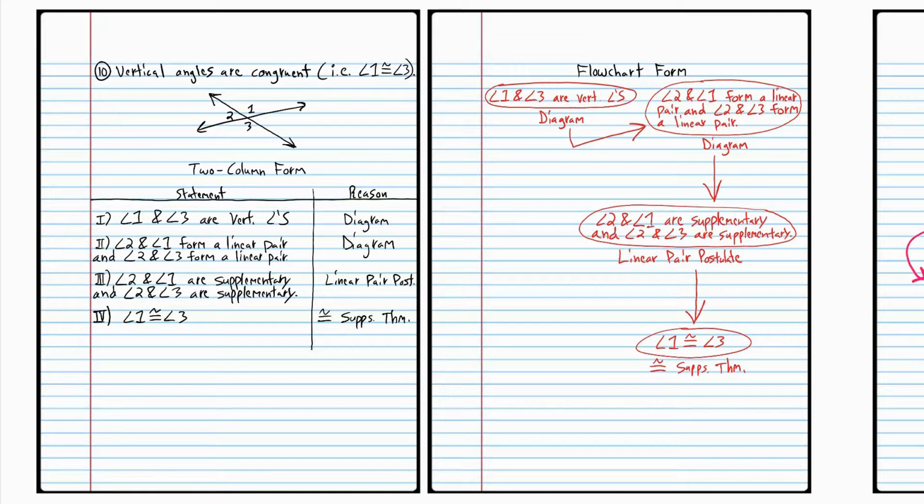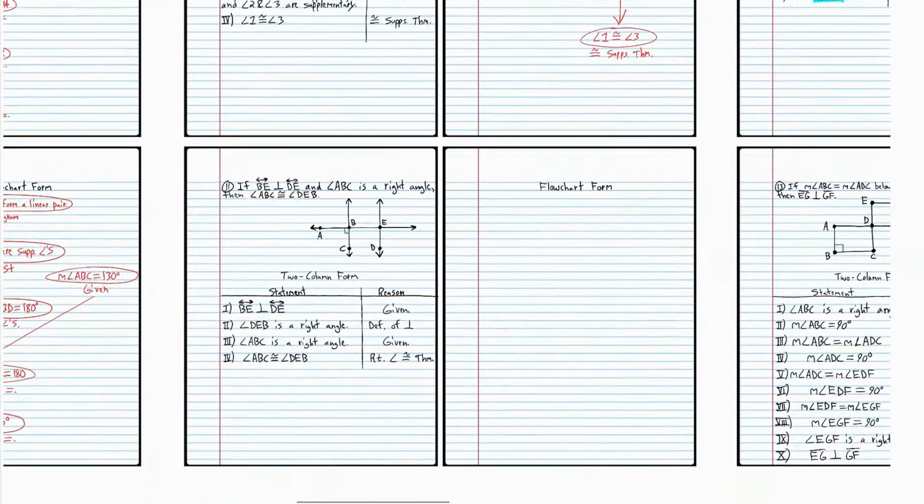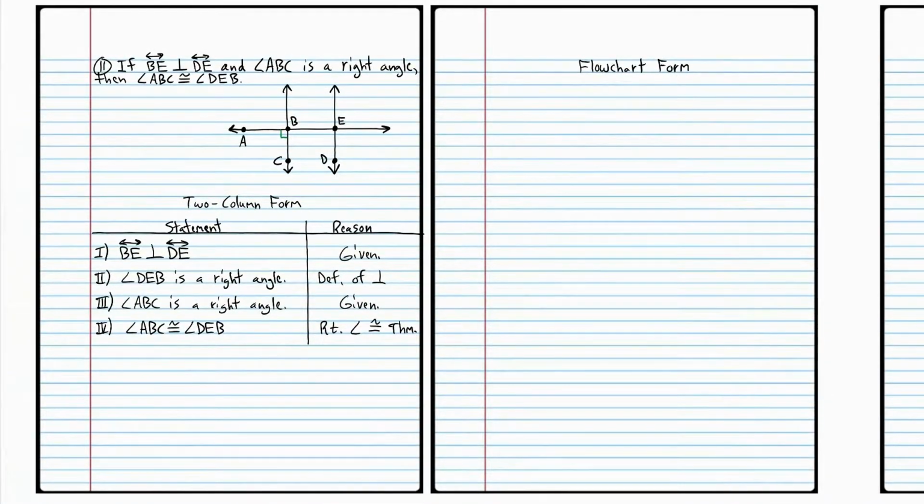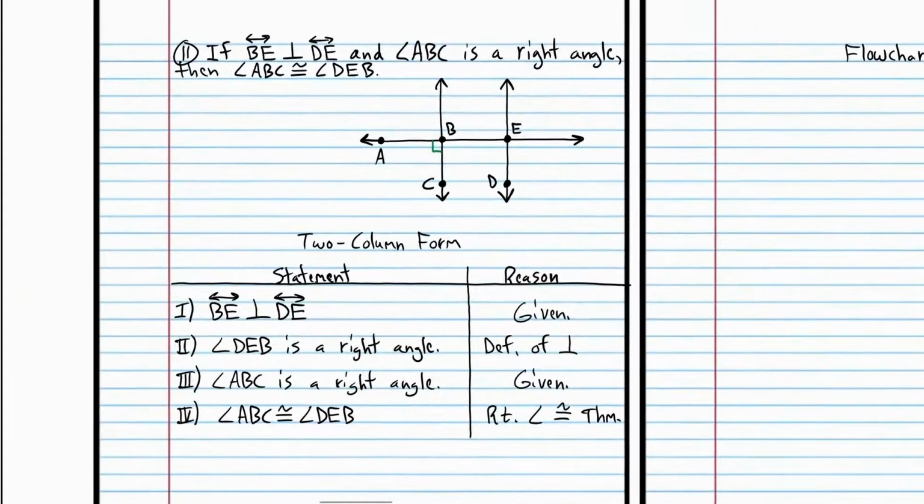So your flowchart should look something like that. It's not going to look exactly the same, but the flow of thought should be roughly the same. So go ahead and pause the video and analyze that. And when you're done, start the video and we'll go on to problem 11. All right, on to number 11. Again, I give you the two-column proof. This proof is fairly standard.